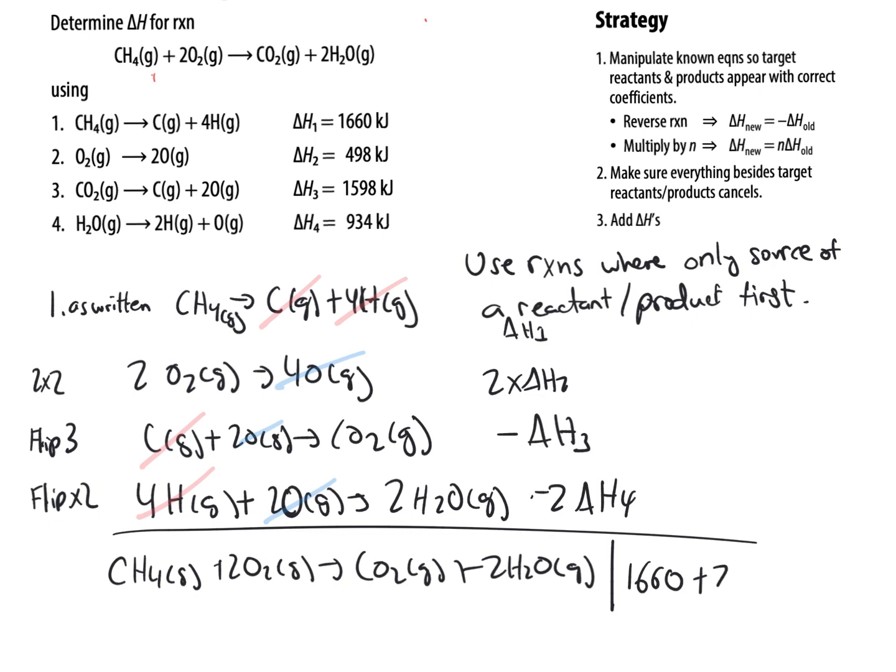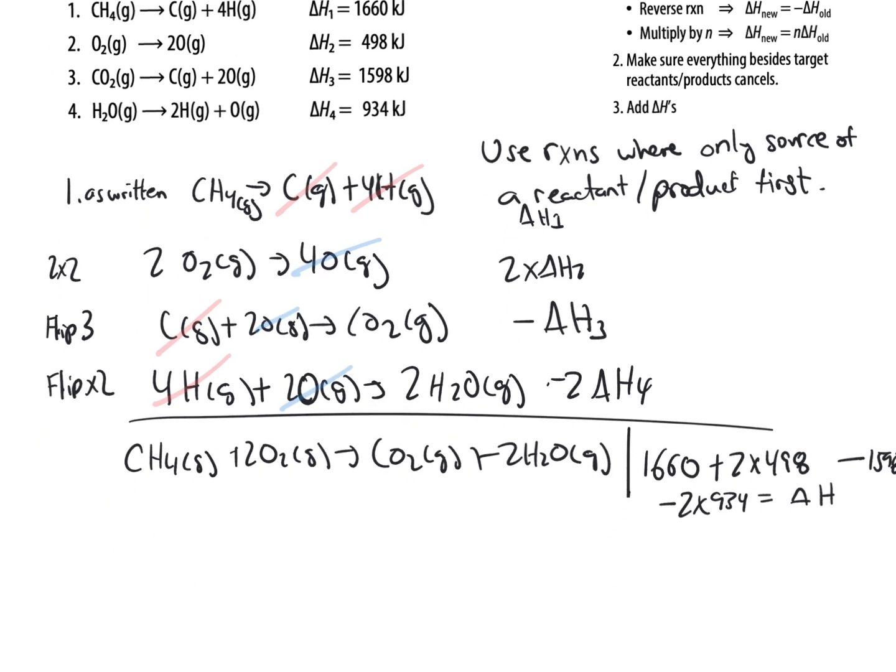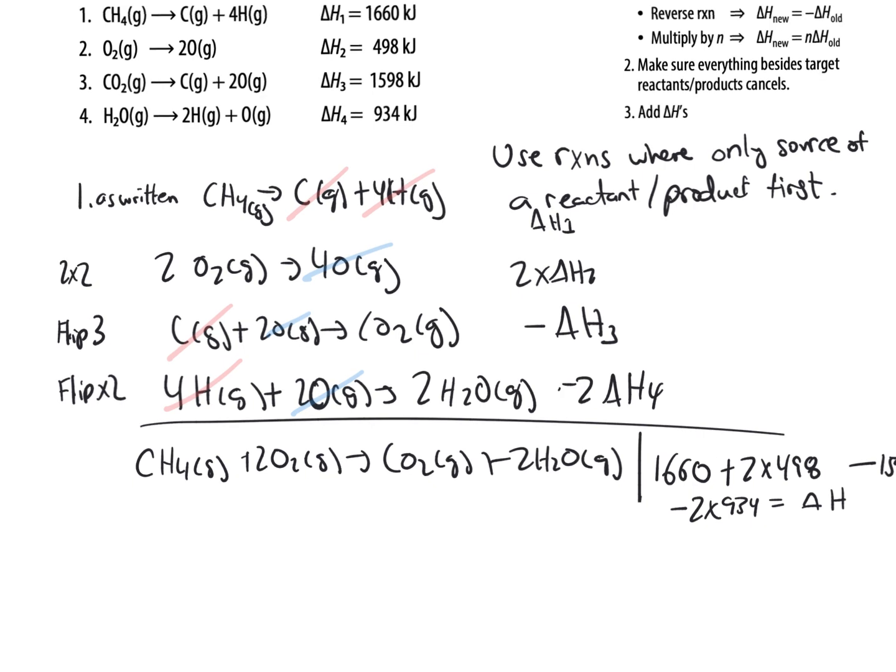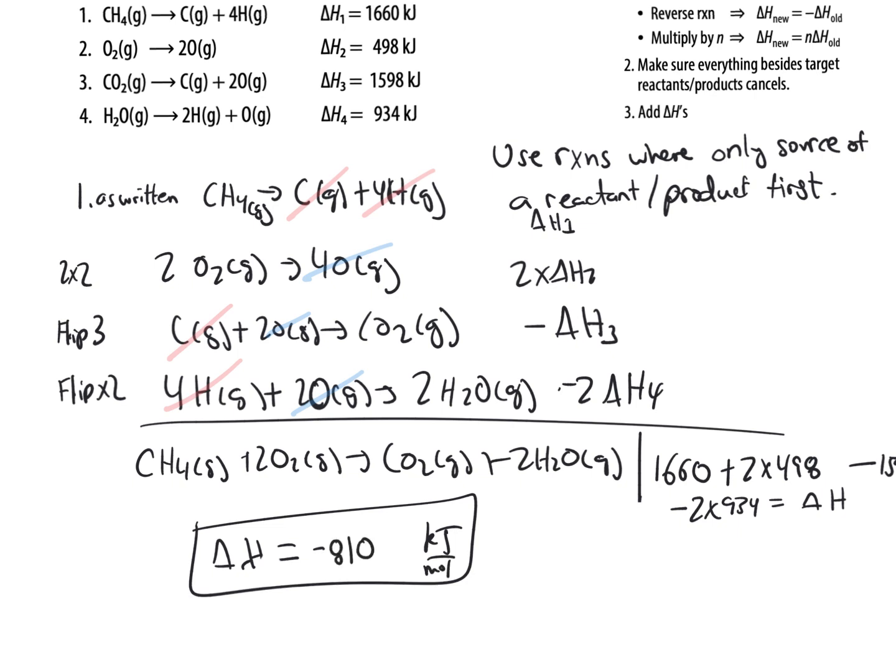1660 plus 2 times 498 minus 1598 minus 2 times 934, just using the numbers from the column there. And I get my overall delta H of this reaction is equal to my final answer here, negative 810 kilojoules per mole.